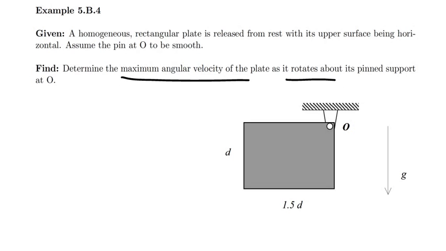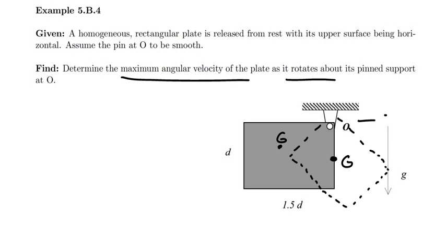But before I do that, I want to note what configuration this plate would be in to have maximum angular velocity. For us to have maximum angular velocity, we would need the potential energy of the plate to be converted as much as possible into kinetic energy. And so I would like you to note at this juncture that when that happens, the center of mass of the plate is going to be immediately below point O.